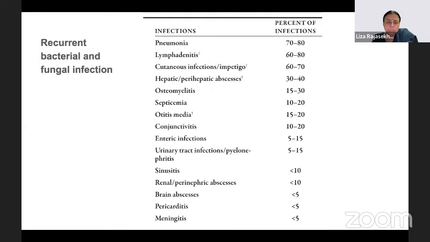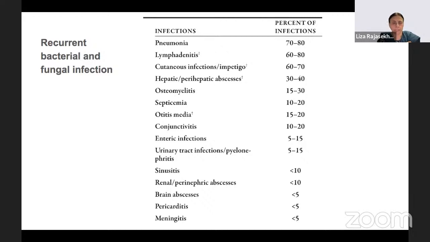So how do patients with chronic granulomatous disease present? So most of these patients present with recurrent bacterial or fungal infections. And this, as you know, is the presenting manifestation of any inborn error of immunity. But what is important about chronic granulomatous disease is that most of the infections are basically pneumonias. And this is important, that up to 80% of patients present with pneumonias.